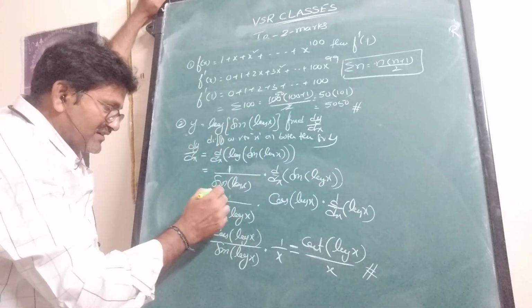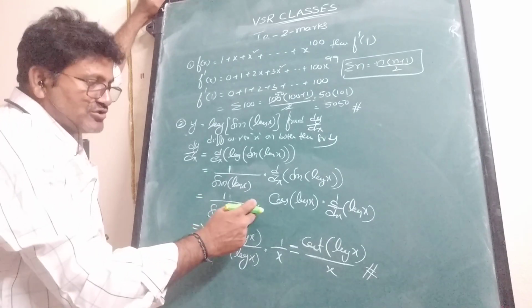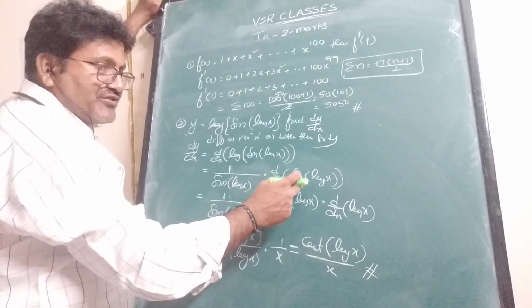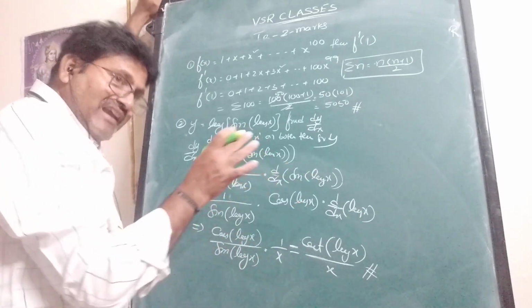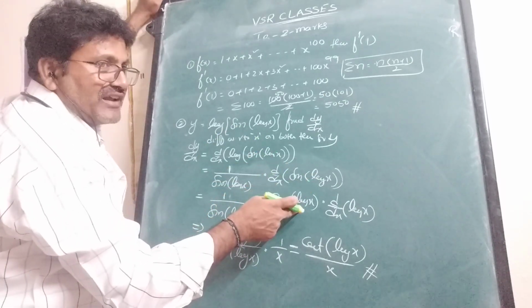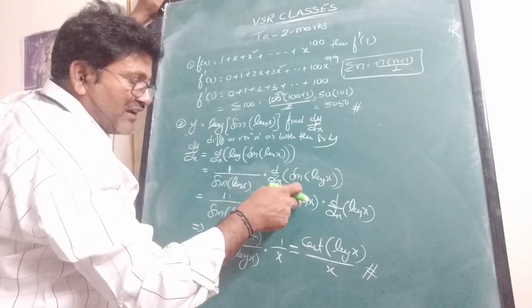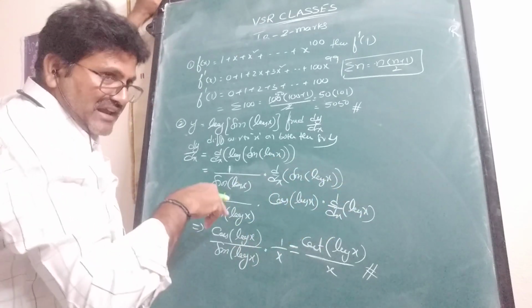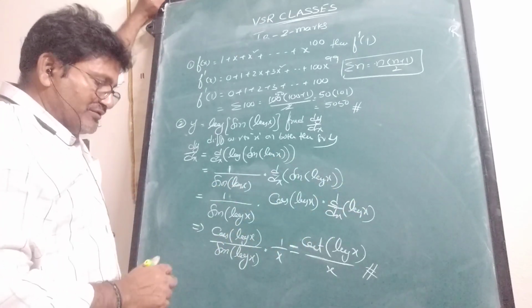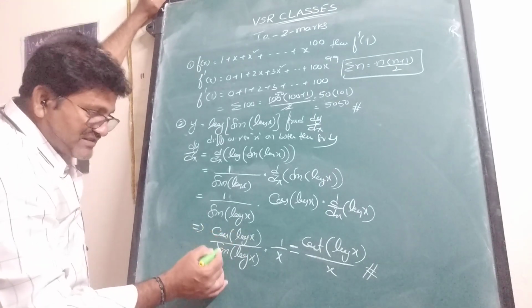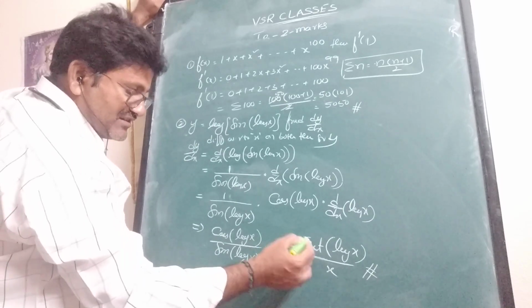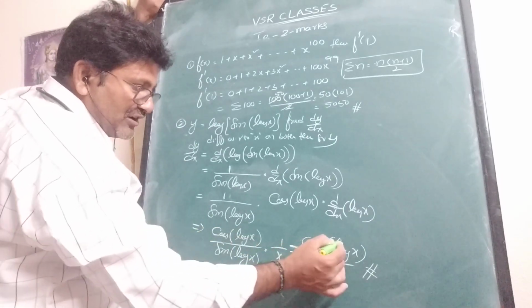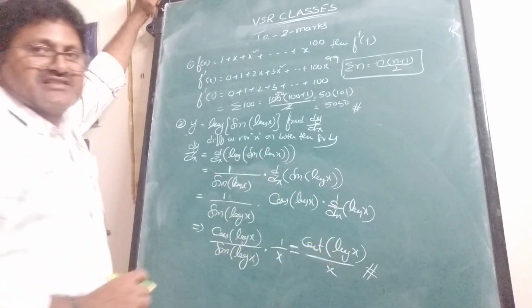Now I can write this 1 by sine of log x into cos, derivative of sine is cos of log x. Here I am assuming log x as x, so that I got cos log x into derivative of whatever I assumed here as log x as x, so its derivative is there beside of that. Cos of log x by sine of log x into derivative of log x is 1 by x. I can write this one as cos by sine is cot log x by x is your result for this. Okay.